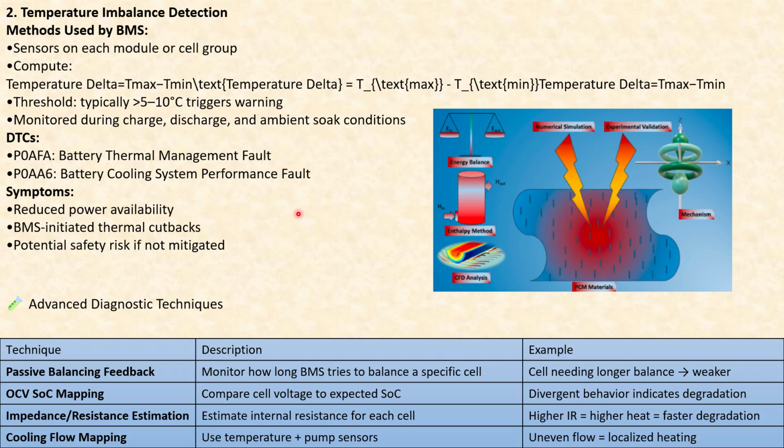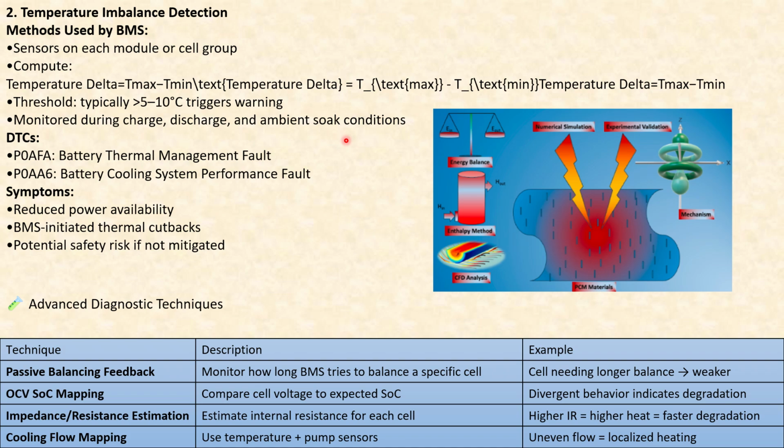Now talking about temperature imbalance detection and the methods used by the BMS. There are sensors on each module or cell group. First it computes the temperature difference, T max minus T min. This is an elaborate formula, so I will not go into it. Just understand there is a mathematical formula which is computed and based on which the temperature imbalance is detected. Also the threshold, typically greater than 5 to 10 degrees, triggers a warning, and it is also monitored during charge, discharge and ambient soak conditions.